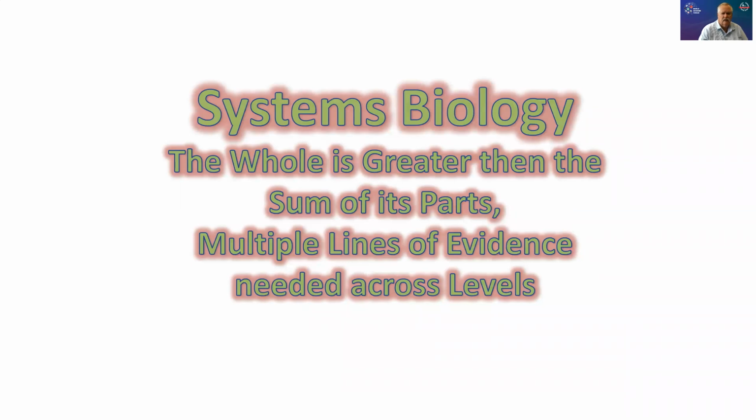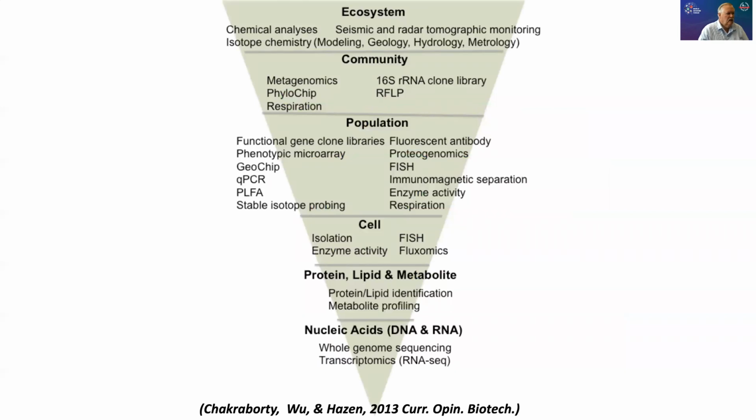Systems biology: the whole is greater than the sum of its parts. Multiple lines of evidence, though, are needed across all levels. We are fortunate to have a plethora of new methods for each level to provide the evidence we need to test our hypotheses and to build the models we need at various levels to realize our goals of systems modeling.